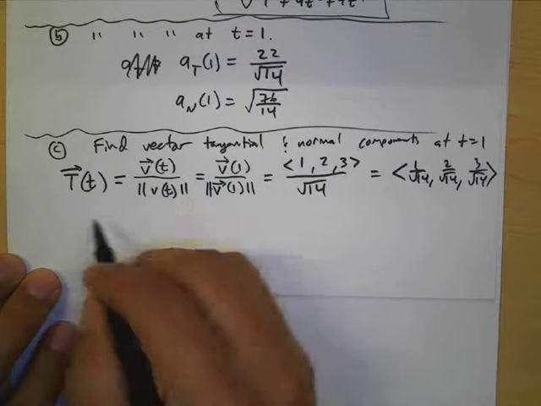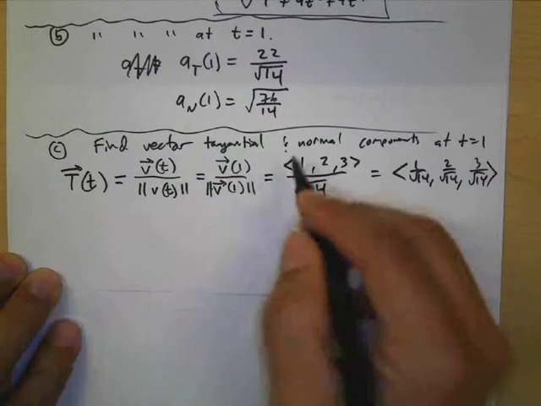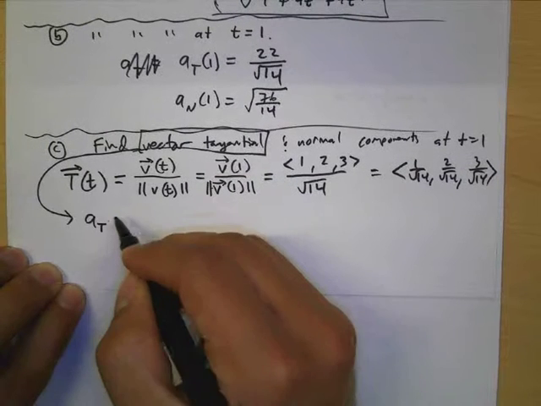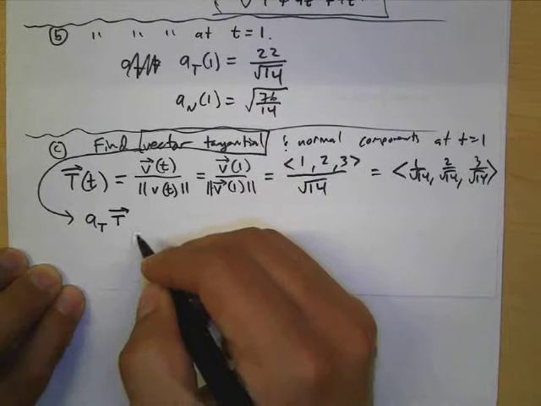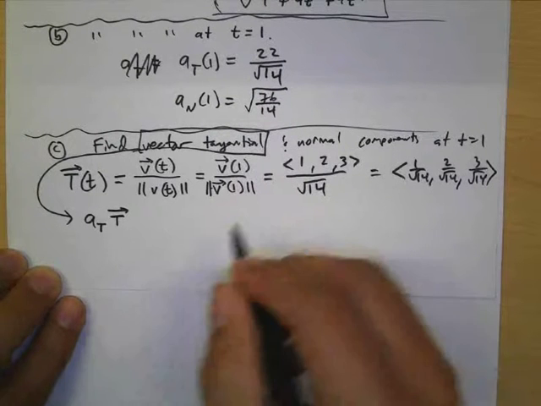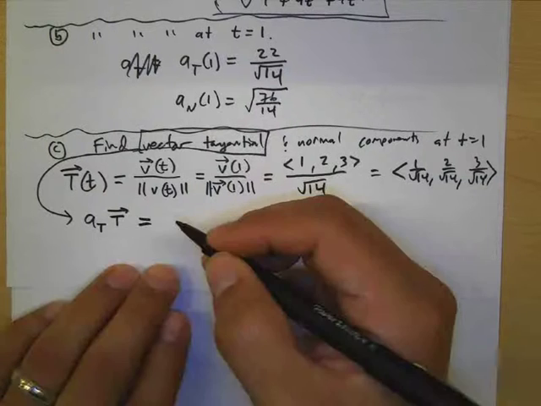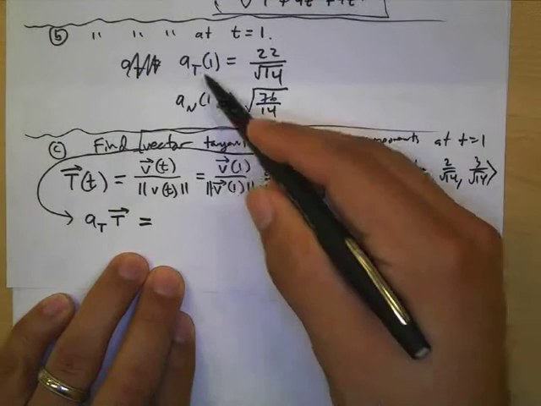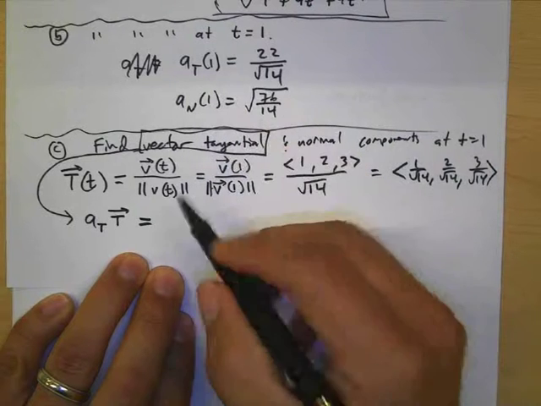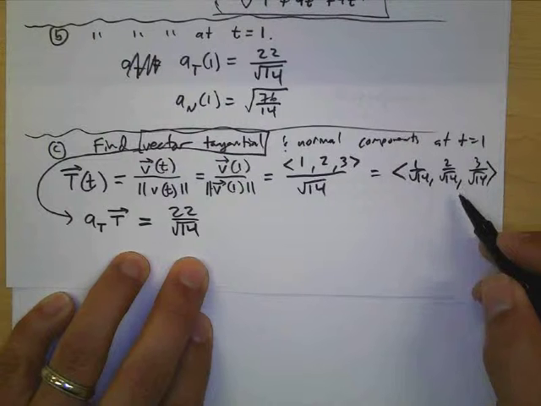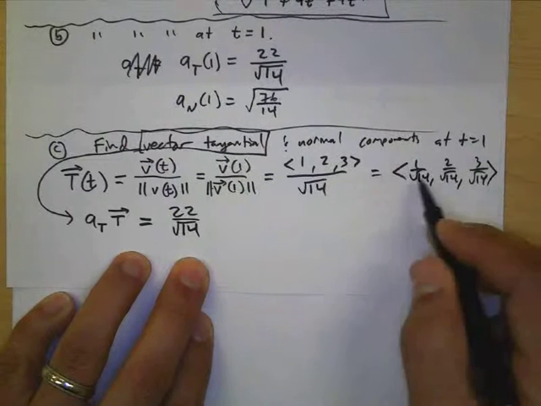I'm not quite done yet. The tangential vector, that's the whole thing, the scalar times the unit tangent vector, right? And we want to evaluate this at 1. So we have a sub t already. It's 22 over root 14. And we have now the unit tangent vector.